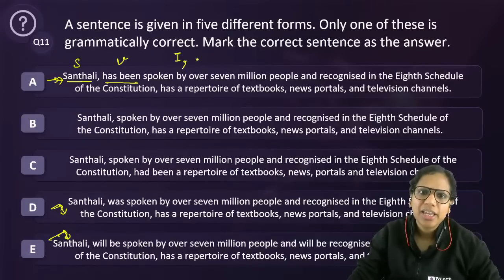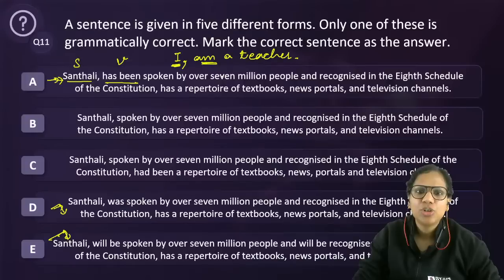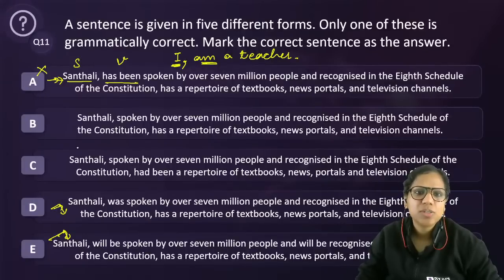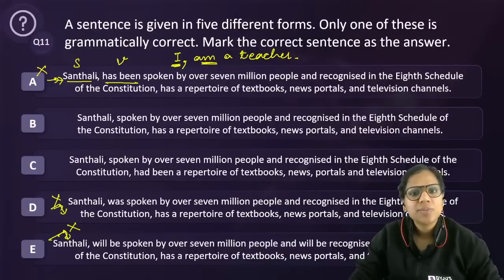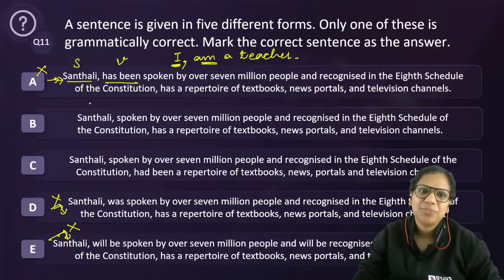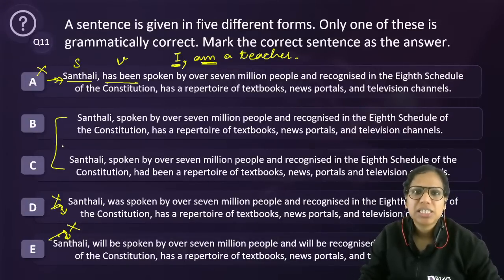Do we say, "I, am a teacher"? Is this a correct sentence? Why unnecessarily put a comma between a subject and a verb? There's no need. At this very juncture, Santali was spoken, Santali has been spoken, Santali will be spoken. There is no need of a comma here. So at this very juncture, you eliminate A, D, and E. The choice was between B and C.